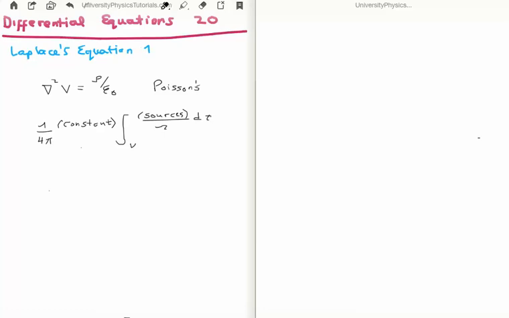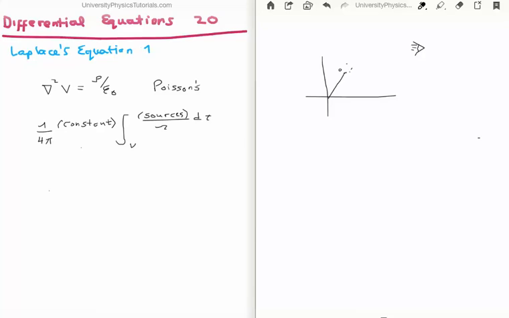Now, your separation would be, just very quickly, if I was an observer up here and I wanted to find out the electric field due to lots of charges over here, well, the separation would be this particular one here, this would be the separation vector. Anyway, so that's how you solve Poisson's equation.